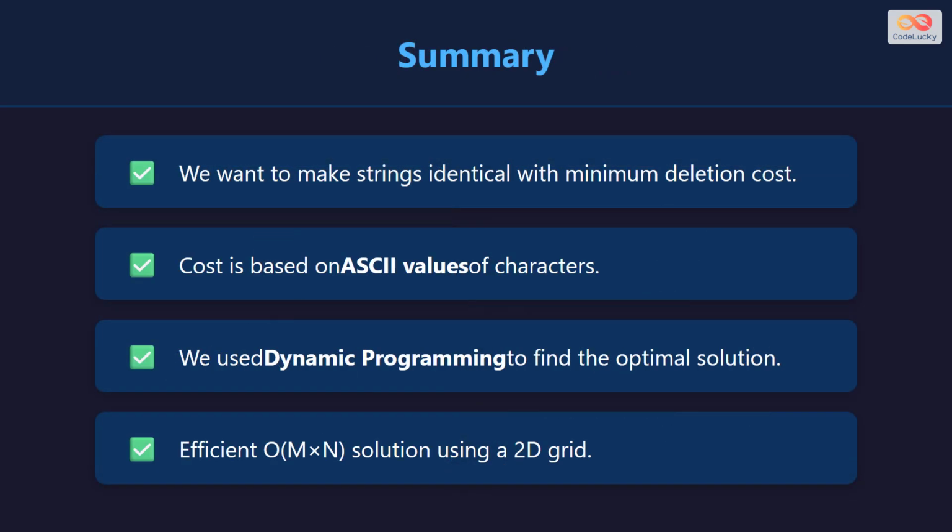To wrap up, the minimum ASCII delete sum problem asks us to find the cheapest way to make two strings equal based on character values. By using dynamic programming and a 2D grid, we can solve this efficiently by making the optimal choice at every step.